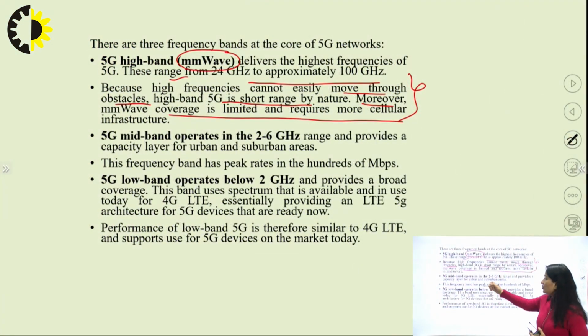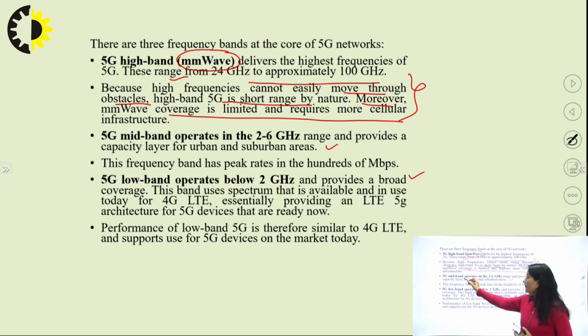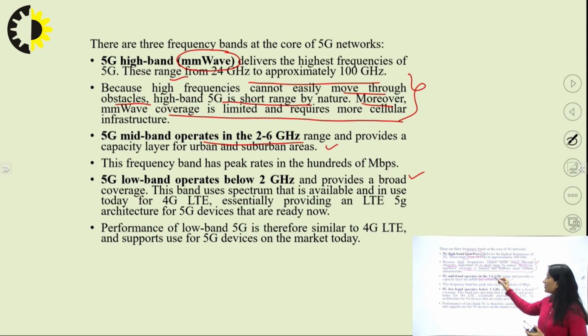So that is how we have two more options which we can presently use. One is fifth generation mid-band, which operates in 2 to 6 gigahertz. Mid-band means we are not going up to millimeter wave as of now, so we have some middle range, varying from 2 to 6 gigahertz, which provides a capacity layer for urban and suburban areas. This frequency band has a peak data rate in hundreds of Mbps.